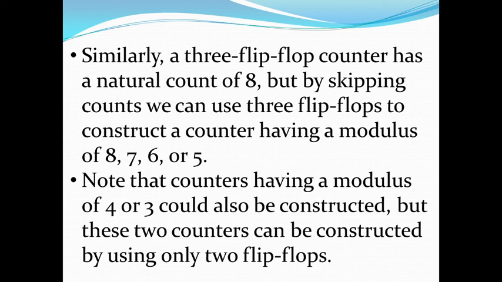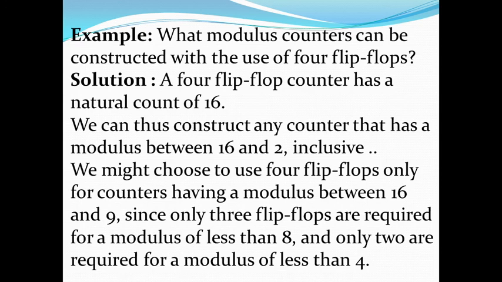Note that counters having a modulus of 4 or 3 could also be constructed with 3 flip-flops, but these two counters can be constructed using only 2 flip-flops. Even with 3 flip-flops, we can convert to a mode 4 counter and a mode 3 counter also. But you have to skip a greater number of states and the circuit becomes complicated. Instead, the lowest natural count greater than mode 3 is mode 4, so that can be prepared by only 2 flip-flops. So using 2 flip-flops, a mode 4 counter or a mode 3 counter can be constructed.